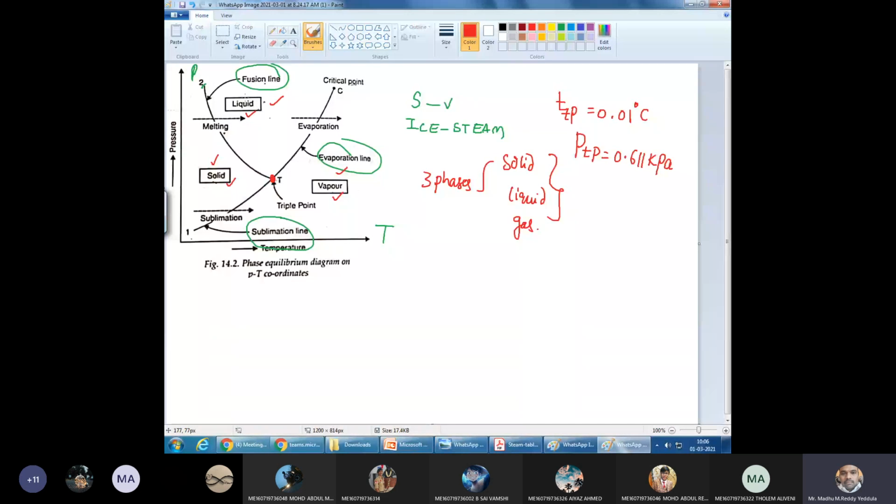Again I am repeating: along the fusion line, liquid and solid are in equilibrium. Along the sublimation line, solid and vapor phases are in equilibrium. Along the evaporation line, liquid and vapor phases are in equilibrium. Okay, so the three lines are meeting at a point, that is the sublimation, evaporation, and fusion lines. That point is called the triple point of water. The corresponding values are 0.01 degree centigrade and 0.611 kilopascal.